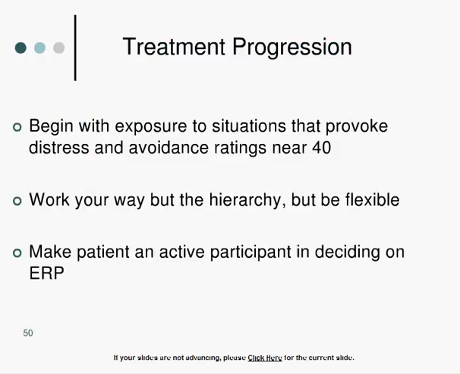And once you have a good sense of how challenging certain situations would be for your patients, then you basically start exposure. And I very often like to do that actually in the session with me. We typically begin with an exposure to a situation that provokes moderate distress and avoidance, so basically a rating near 40 or so as a distress rating. Because if you take something that's too easy, there's really not that much to gain. And if you take something that's too hard, your patient might just refuse to do it. And then over the course of treatment, you basically just keep working your way up the hierarchy.